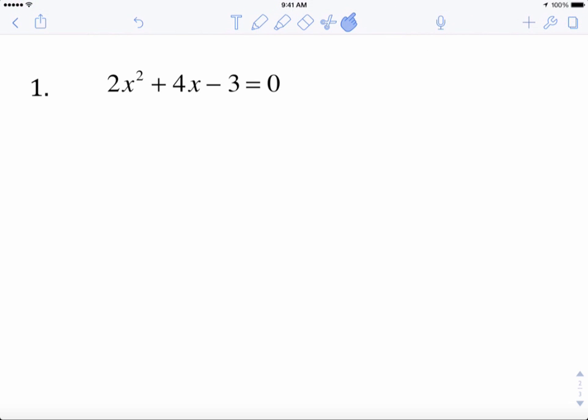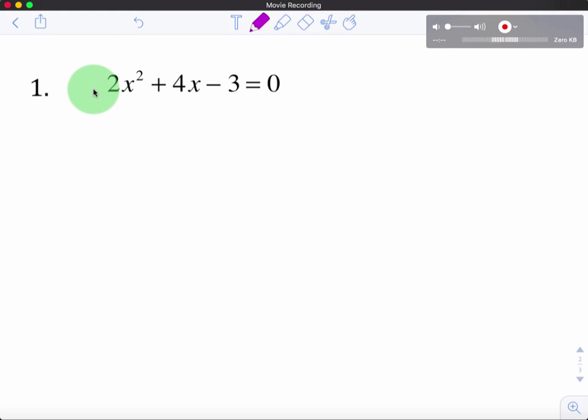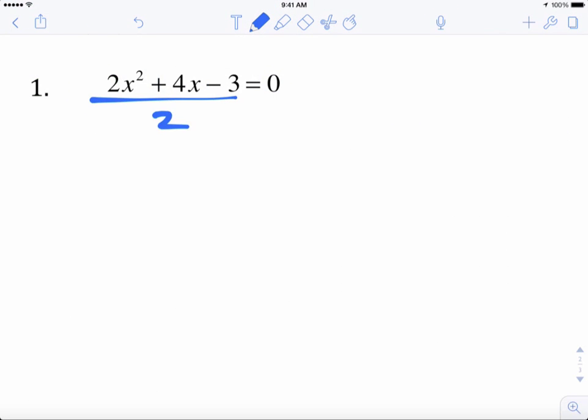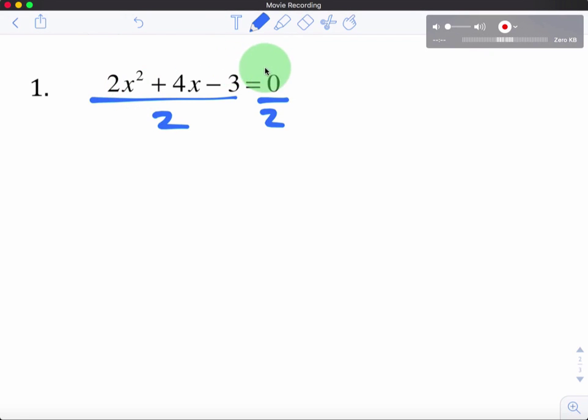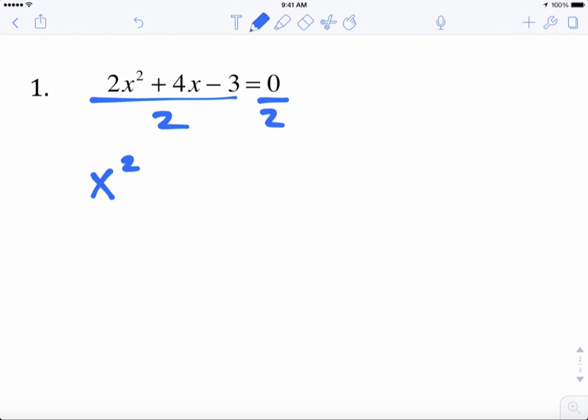Well, we have an equation, and we can multiply both sides of the equation by the same number, or divide both sides by the same number. If I have a 2x squared and I want a 1x squared, I'm going to divide the left-hand side of the equation by 2, and I'm going to divide the right-hand side of the equation by 2. One thing that's nice is that 0 divided by 2 is still just 0, so not a lot is going to happen there. On the left-hand side, we're going to have a 1x squared. Hurrah! We'll have x squared plus 2x minus 3 halves equals 0.